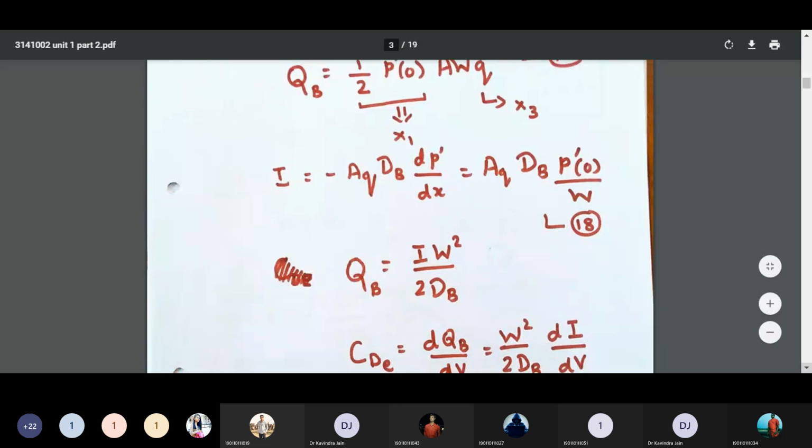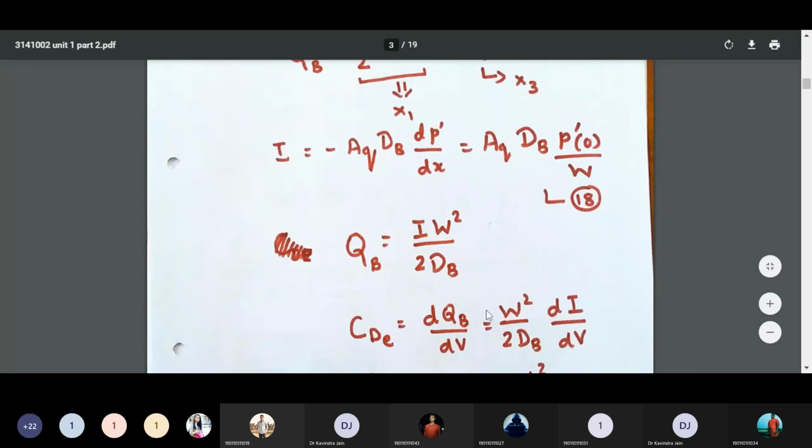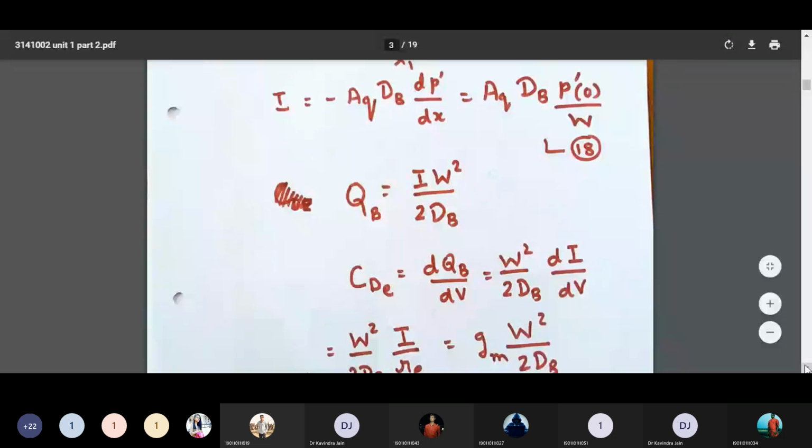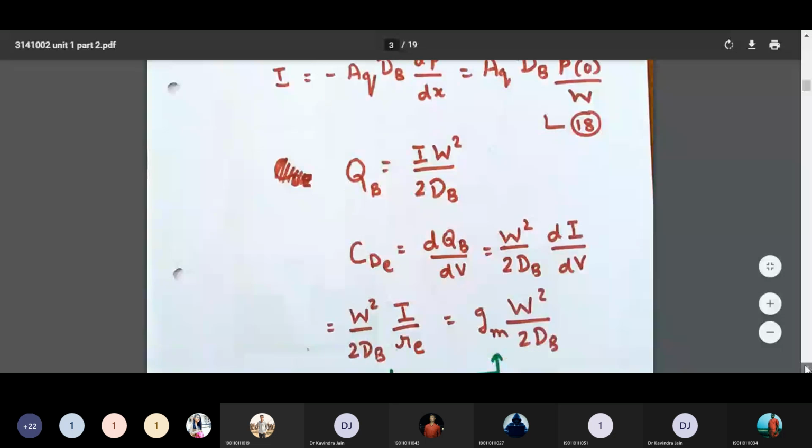Hence, based on this, I would like to move further. The diffusion capacitance for CE amplifier, that is CDE, is commonly known as dQB by dV. That is the differential part of this whole portion with respect to V. So this becomes something like this. As a result of this, we can say that this is this.